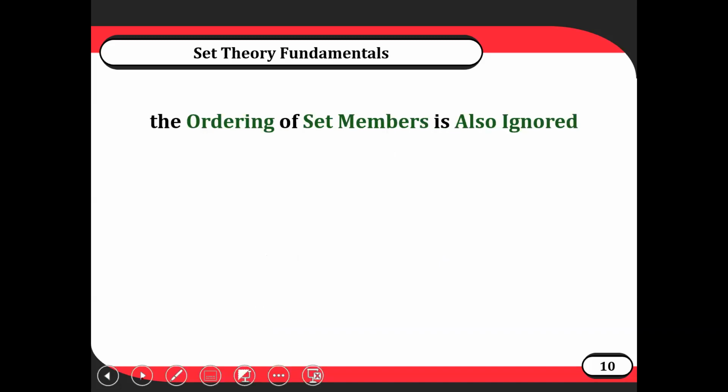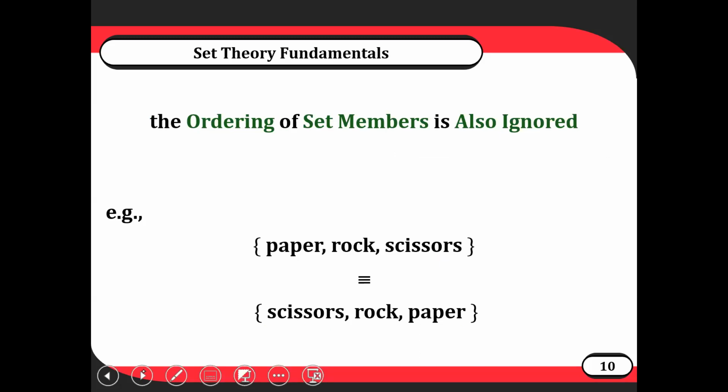Likewise, the ordering of set members is also ignored. So sets are a very general collection. So paper, rock, scissors is the same set as scissors, rock, paper. Those are both identical.